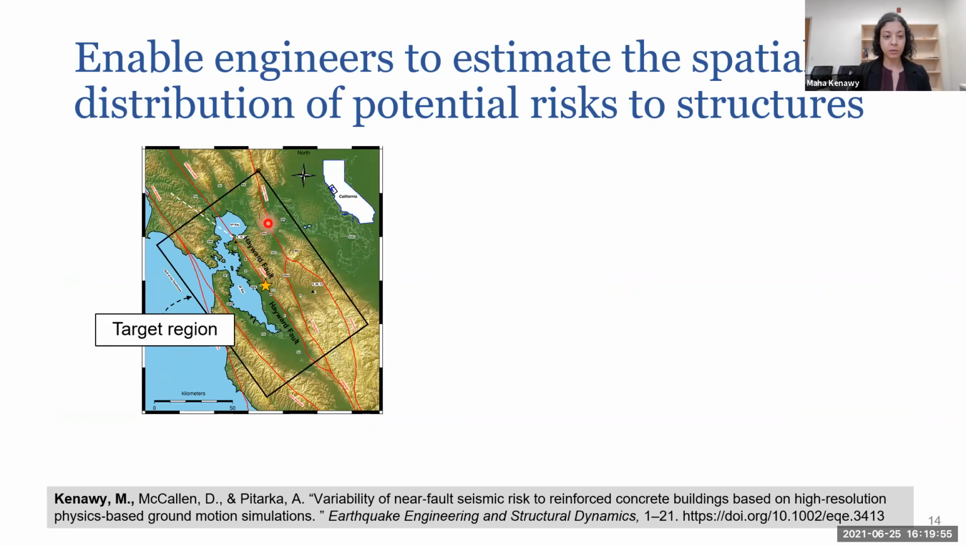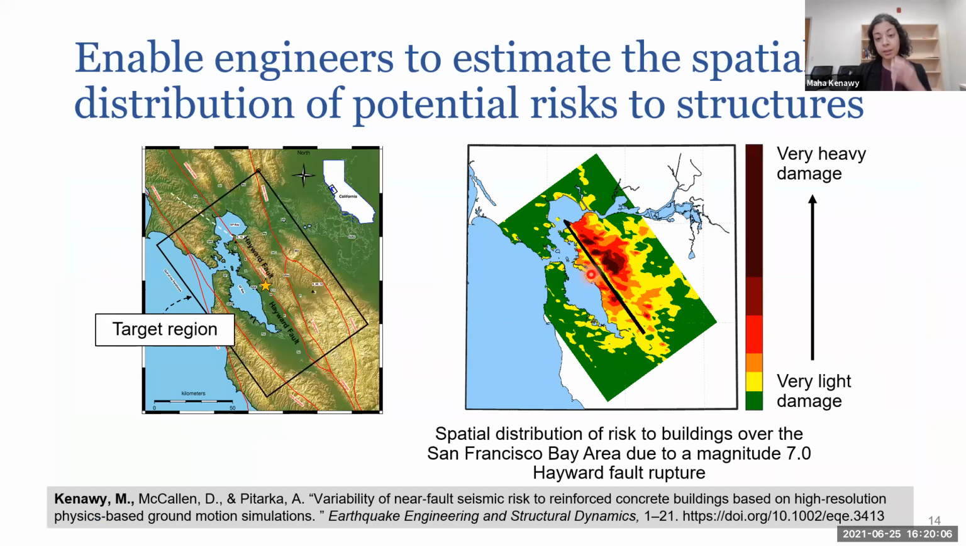So here's our region of interest. This is the San Francisco Bay Area, and we're looking at ruptures of the Hayward Fault. If we do the analysis that I suggested for the structures, we can get these fancy looking maps that tell us about the spatial distribution of risk to structures over the entire region. Okay, and so what does this map tell us?